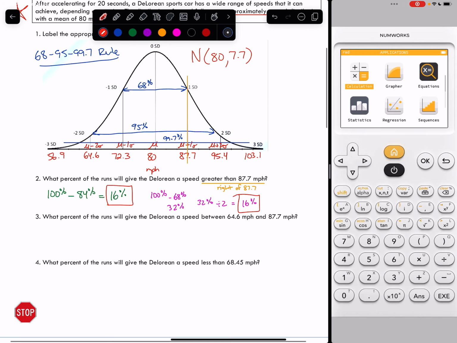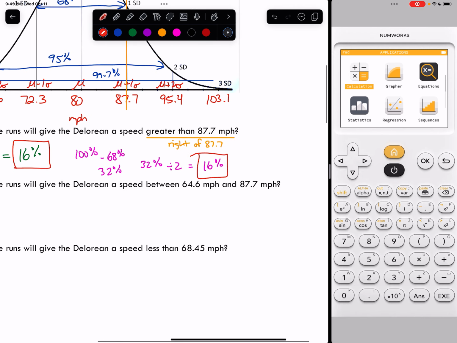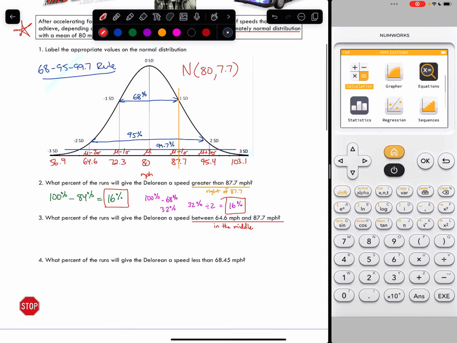Question 3, what percent of the runs will give the DeLorean a speed between 64.6 miles per hour and 87.7? So this one's a little bit more obvious, between those two. So it's in the middle. So when we look at our graph, we have between 64.6, which is right on the left-hand side here, and 87.7, we already have that line.